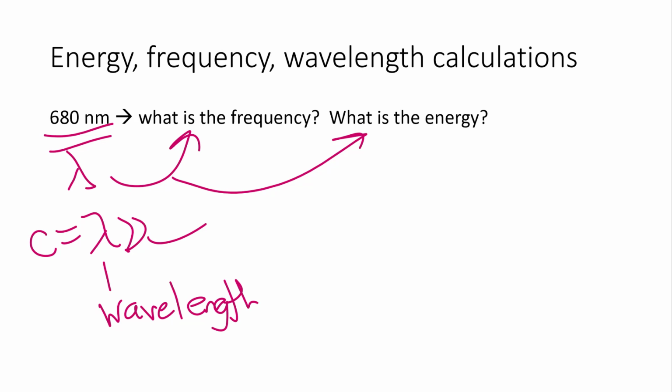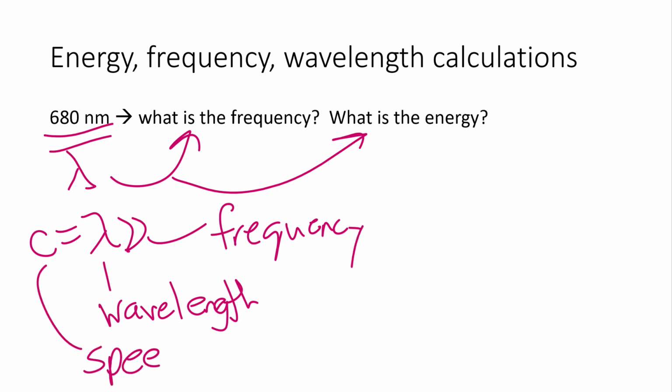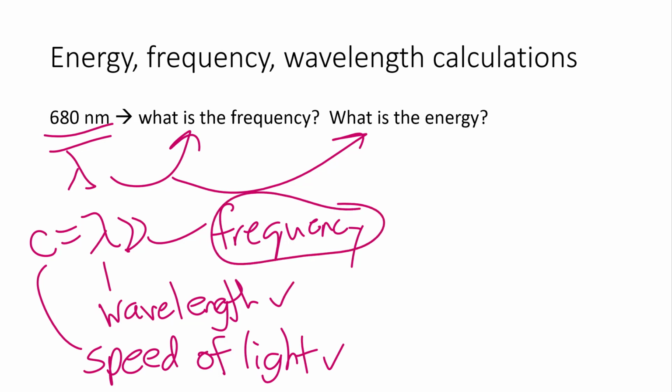And nu is the frequency. That's what we're going to solve for. And c is the speed of light. We already know the speed of light. We already know the wavelength. We have to find the frequency.